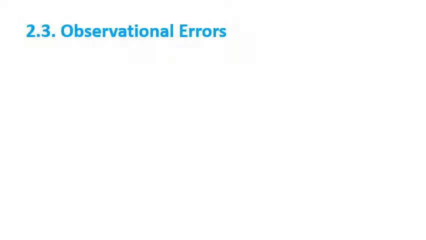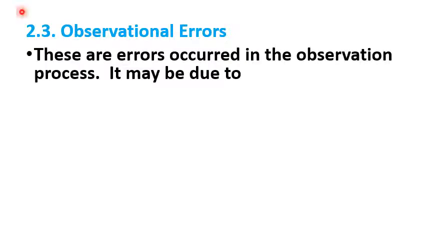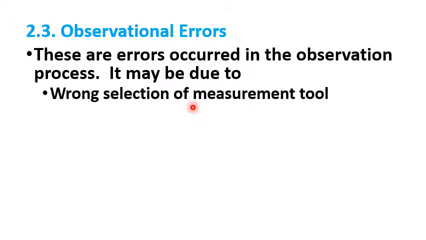The third and last category of systematic errors are observational errors. Observational errors are those errors which occur in the observation process. It may be due to wrong selection of measurement tool. A wrong measurement tool is selected.